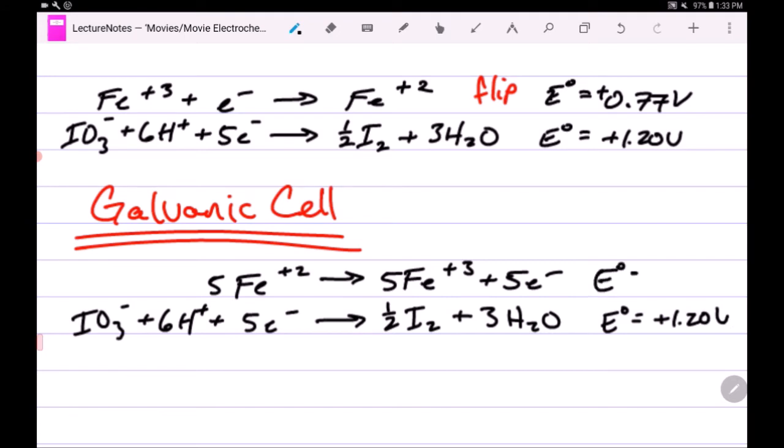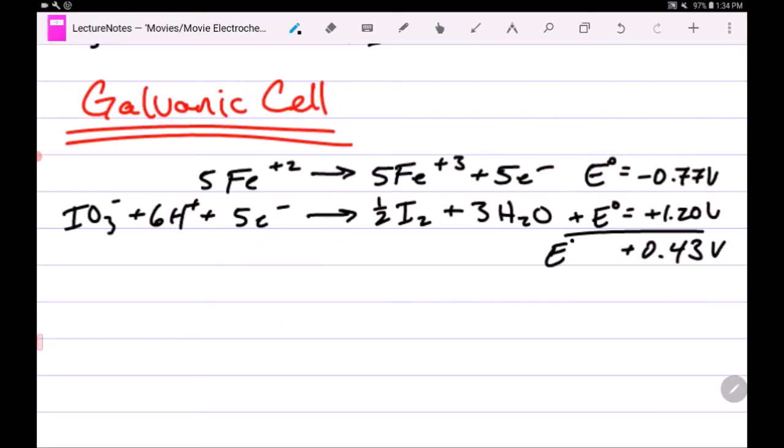When I multiply the top half reaction by 5, that does not change the cell potential, and I'll talk about why in a different video. So the cell potential stays 0.77 even though I multiplied it by 5. But flipping it around switches the sign. So the cell potentials add up to 0.43 volts. So this thing will produce a voltage of 0.43 volts.